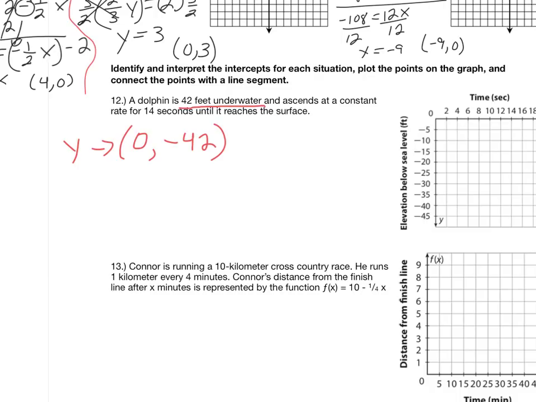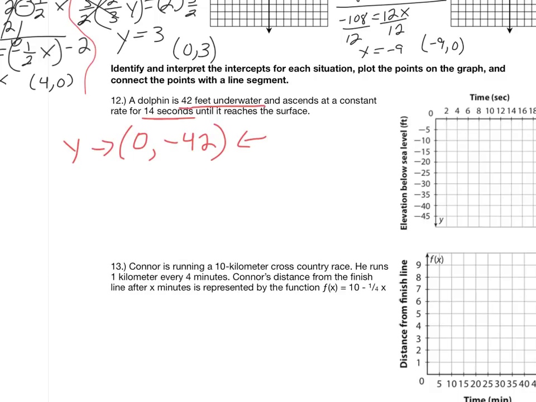And this right here represents our starting point, the initial sea level of the dolphin, where he started off before he started ascending. That's what that intercept would mean. So it says he finally reaches the surface at 14 seconds, right? So he goes from negative 42 to 0 after 14 seconds.